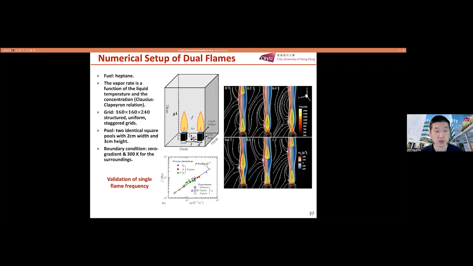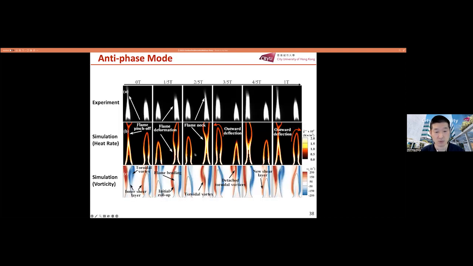So to understand this, again, we use a computational methodology. You can see that here we go back to heptane because originally we started from heptane. We did this work first, and then moved on to gaseous fuel. So we validate everything, the single flame, and then we produce two identical flames with a certain separation distance. And then you can see that with certain separation, we reproduce the antiphase flickering. Here I show you the toroidal vortex, the vorticity. You can see the one vortex can influence the other vortex, but they didn't have the chance to touch each other because they're far away from each other.